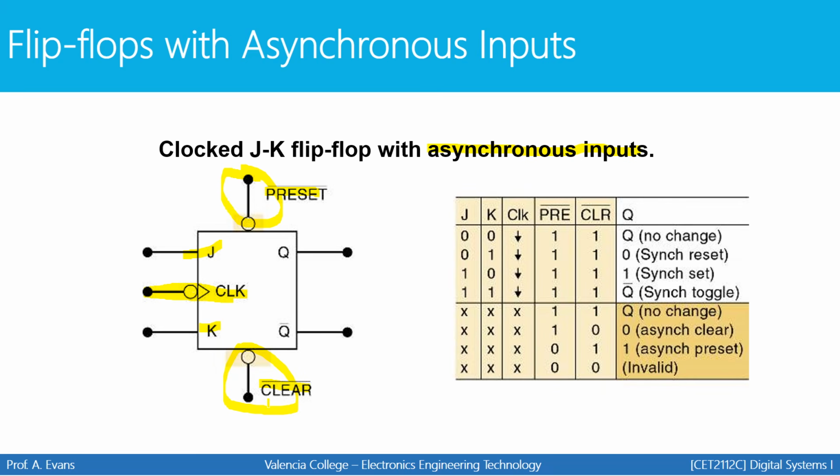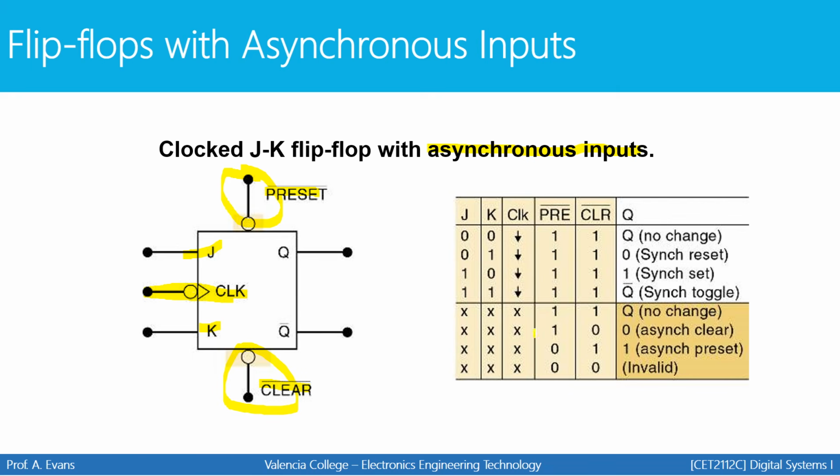It will happen instantly. In order to use these inputs, they're active low. That means you have to send a low signal if you want to use that input. So if you want to force the output of the flip-flop to be high, you have to send a low to the preset input. If you want to force the output of the flip-flop to be cleared, you have to send a low to the clear input. These inputs are active low, so they don't do anything unless you send a low signal, meaning you would connect these to ground if you wanted to use them.